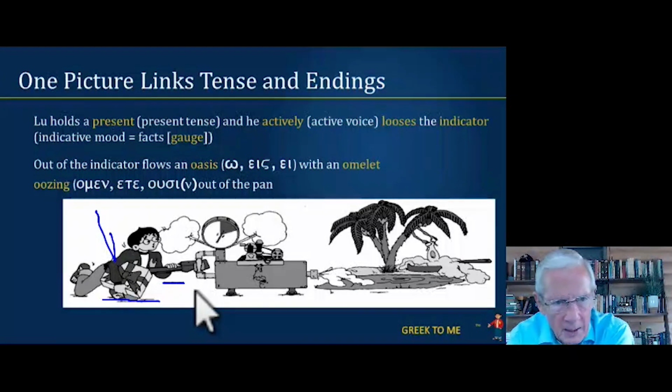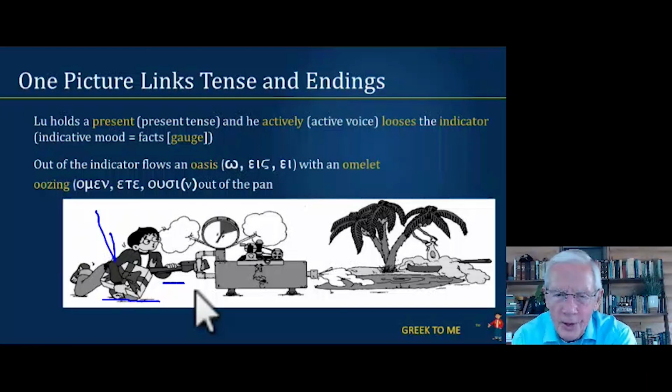Now take note of the pipe wrench that he has there. He's loosing the indicator. Now the indicator here is a substitute word for indicative. Now notice on the top of the indicator there's a gauge. And what does the gauge do? It gives you a readout of the facts. So present, active, indicative of the verb luo. And the indicator helps us with the gauge to see a statement of fact.